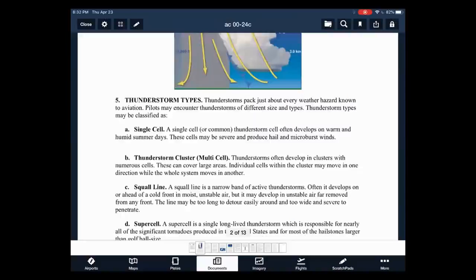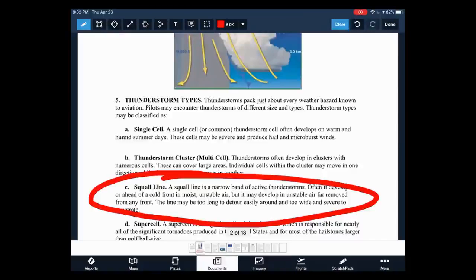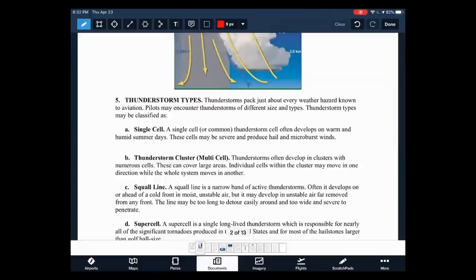Thunderstorm clusters we may sometimes see, but more than likely we are going to see a squall line, which is described as a narrow band of active thunderstorms, not one thunderstorm, but multiple thunderstorms that often form a line that is uncircumnavigable, unless you're willing to fly 500 miles around it. And of course, these develop in association with the cold front system, specifically fast-moving cold fronts. There's also something known as a supercell.